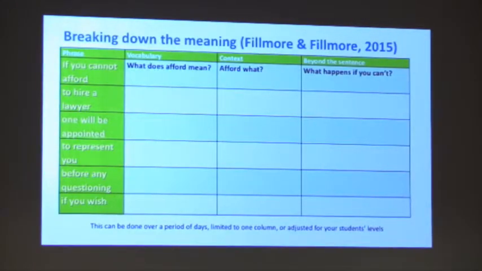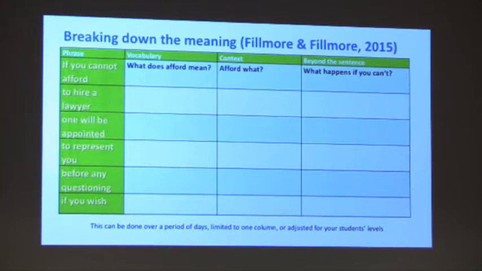This was an interesting idea, not specifically for Miranda, but by Fillmore and Fillmore when they were discussing how to break down complex phrases. What they did is they broke it down phrase by phrase, and I'm going to show you an example with the Miranda rights, obviously. So I picked the most complex phrase, and you just start with vocabulary. So if you cannot afford, what does afford mean? So we make sure they understand that.